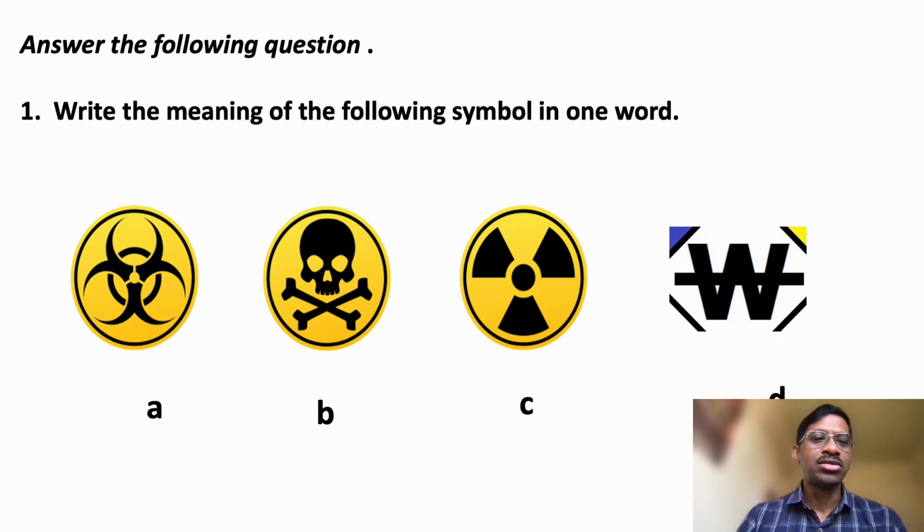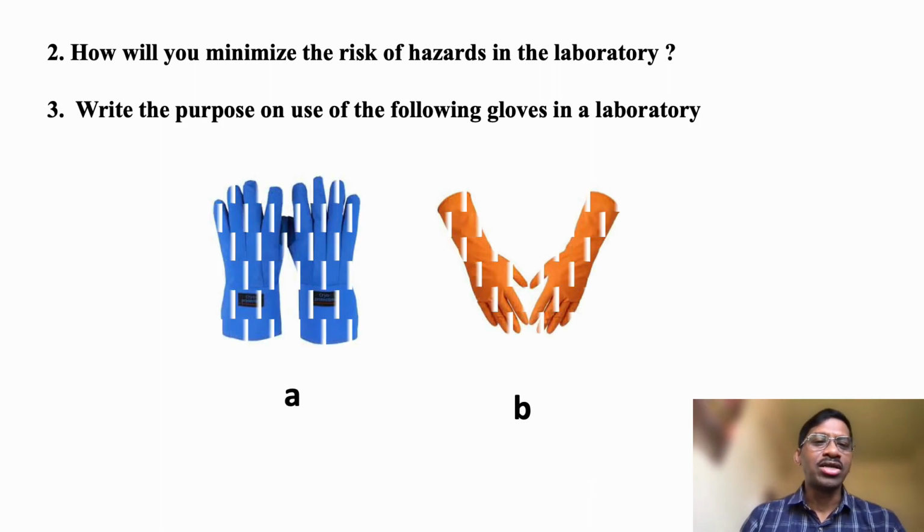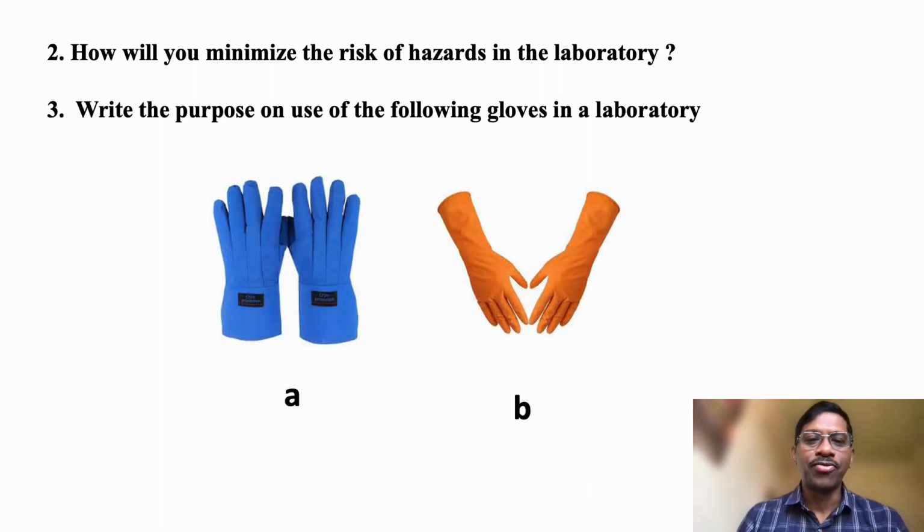Number one question is, write the meaning of the following symbol in one word. There are four symbols A, B, C as well as D. Followed by next question is on how will you minimize the risk of hazard in the laboratory. Then the next question is write the purpose on use of the following gloves in a laboratory. There are two types of gloves, A as well as B.